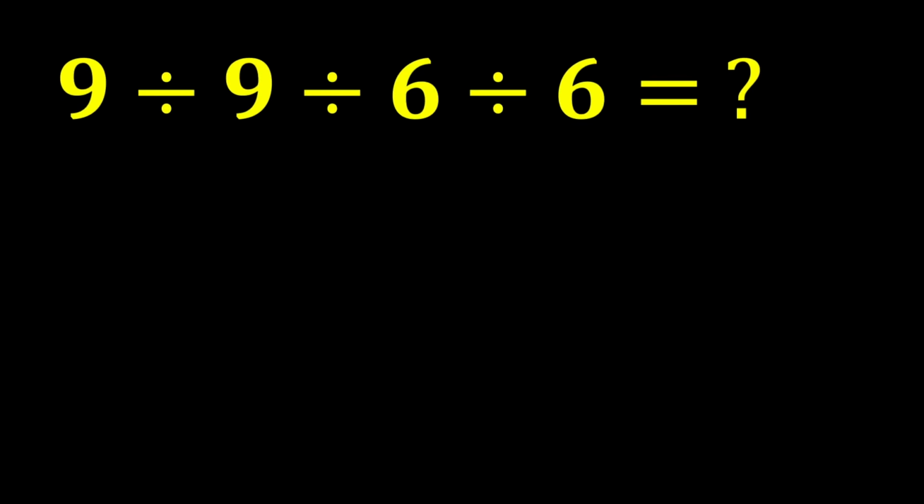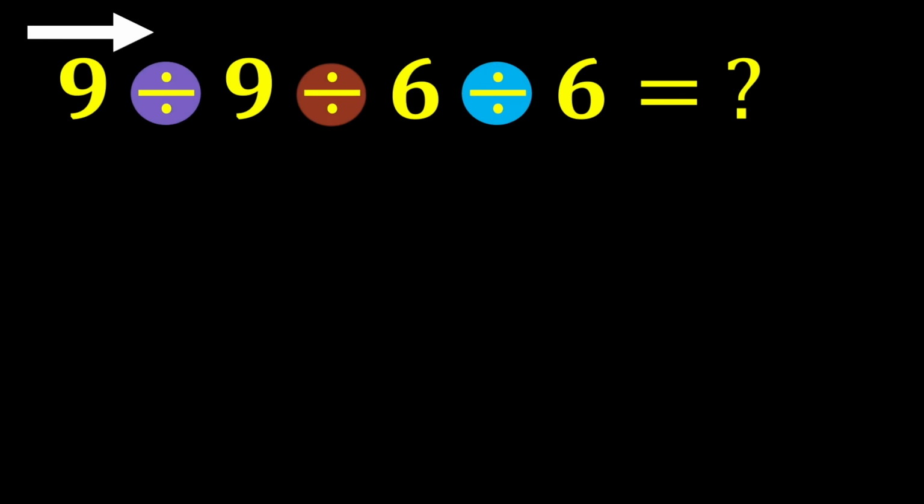9 divided by 9 divided by 6 divided by 6. In this expression, there is more than one division, and since divisions have equal priority, we move from left to right and perform the divisions in order. First this division, then this division, and finally this division.